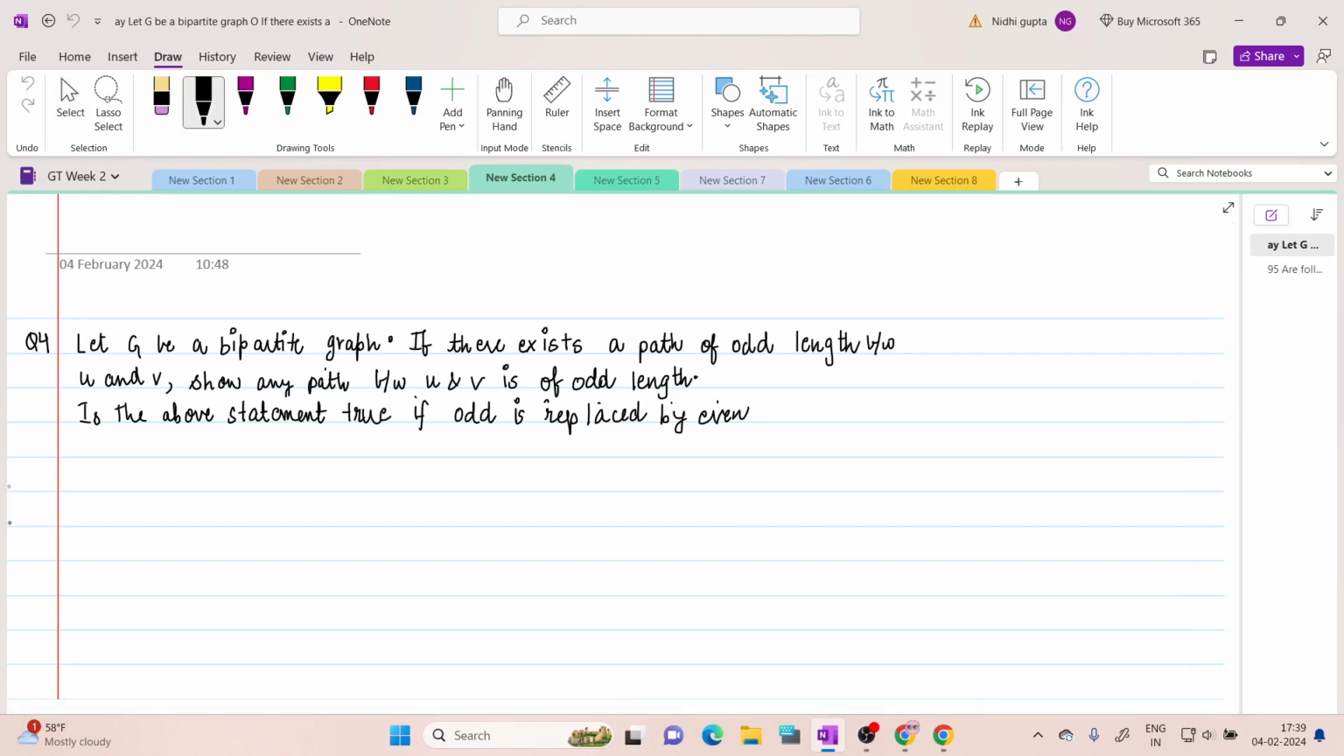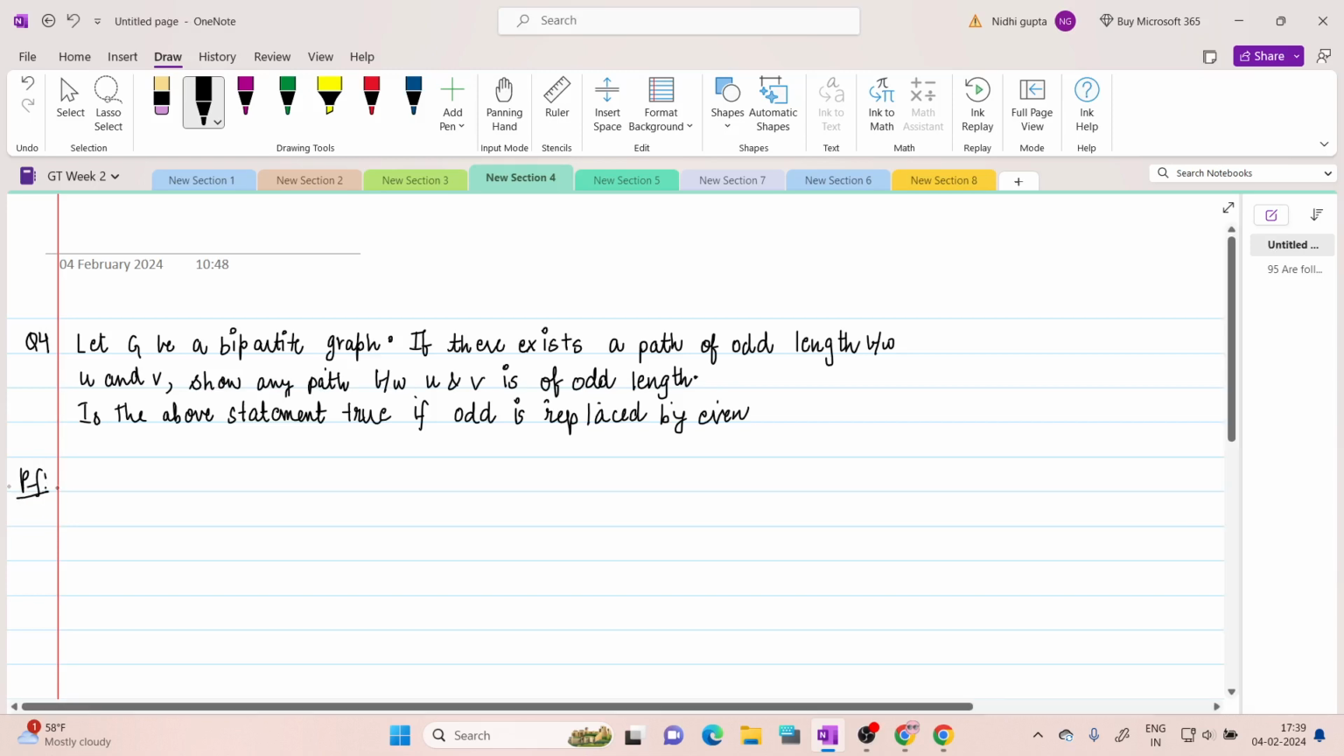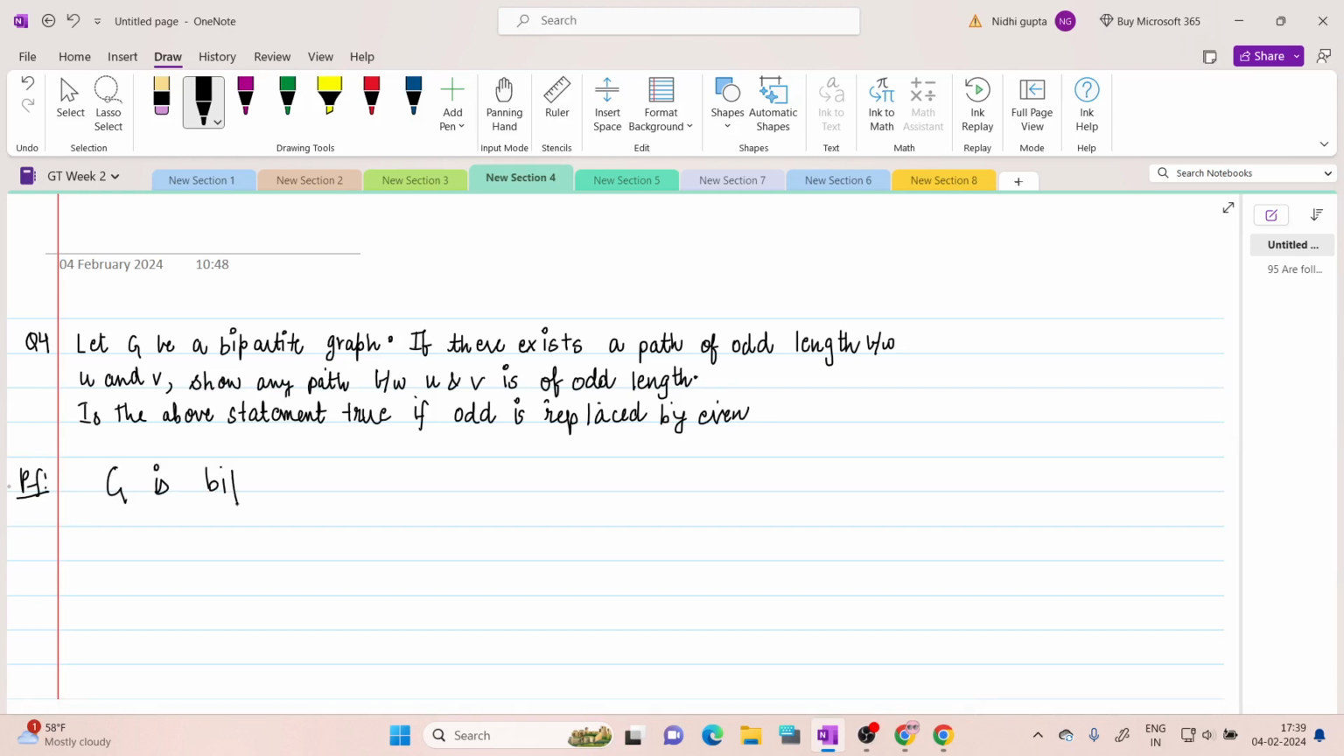Now question 4: let G be a bipartite graph. If there exists a path of odd length between U and V, show that any path between U and V is of odd length. So, proof. First of all, we know that G is bipartite if and only if G has no odd cycles.